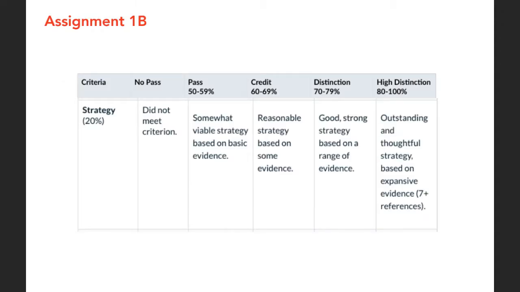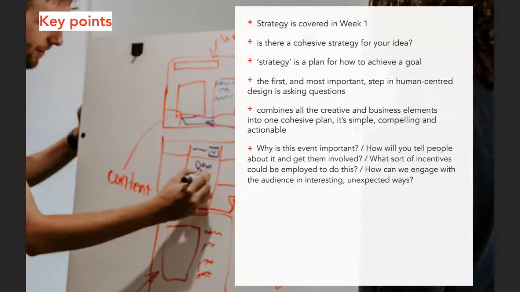So the next part of the criteria is strategy. For a high distinction, you need an outstanding and thoughtful strategy based on expansive evidence with 7+ references.